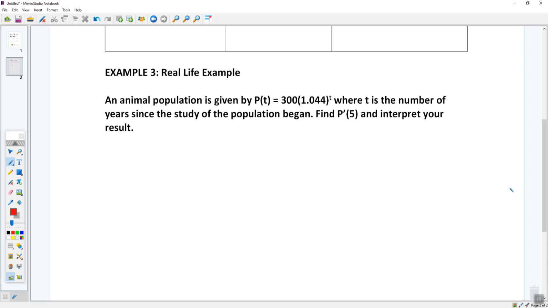Greater than 1. That part, that's the base. 1.044 is greater than 1. What's the percentage of growth? 4.4%. You guys are awesome. Where T is the number of years since the study of the population began.